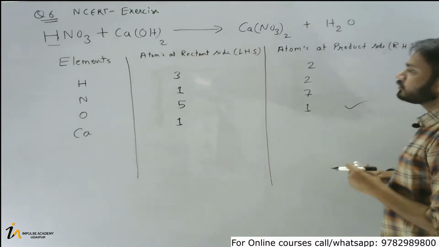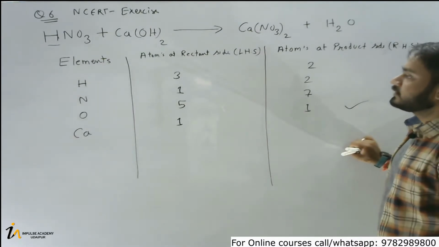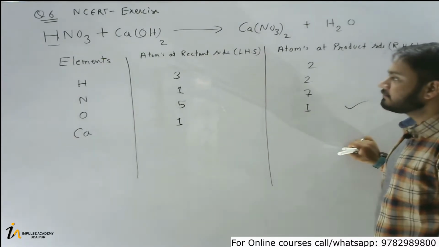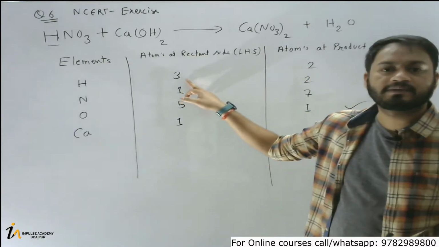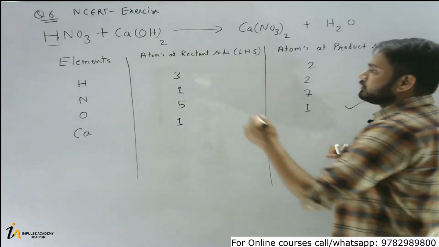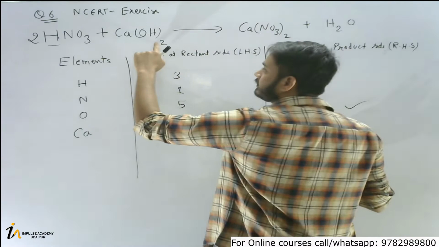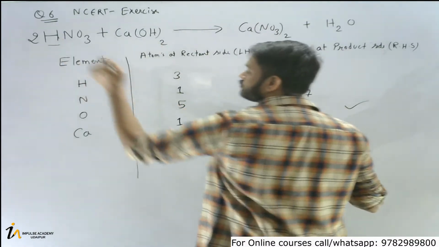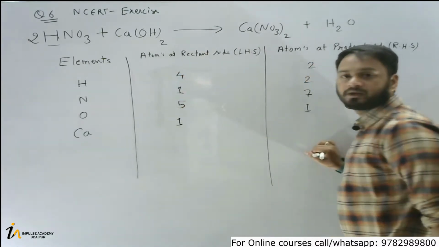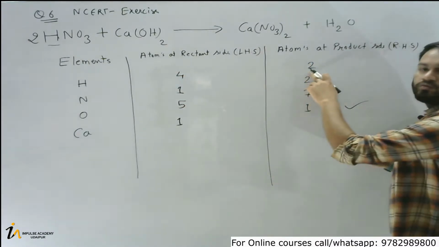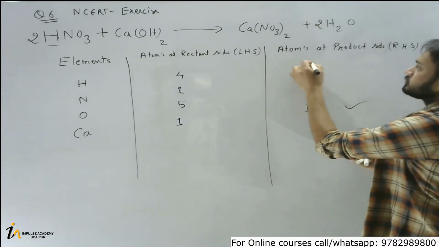Now we need to balance the hydrogen. How can we balance the hydrogen? We can make them an even number. Here it is 3, so we can make it an even number by just adding 2 here. If we add 2, H here it is 2 and here it is 2, so it will become 4, so it becomes even. And to make it 4 here, what we'll do, we'll multiply here by 2. If we multiply here by 2, it will also become 4.